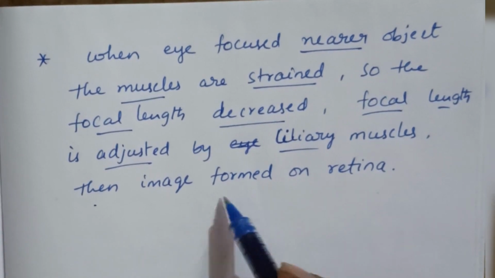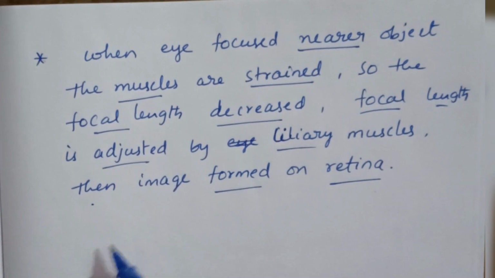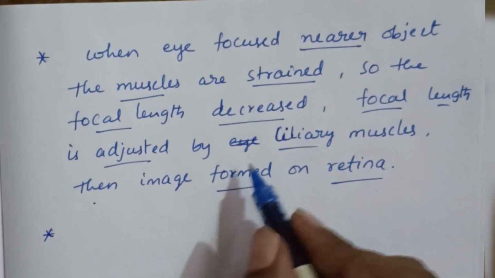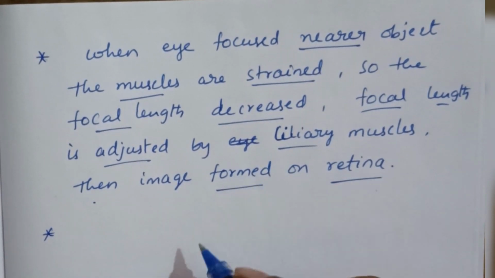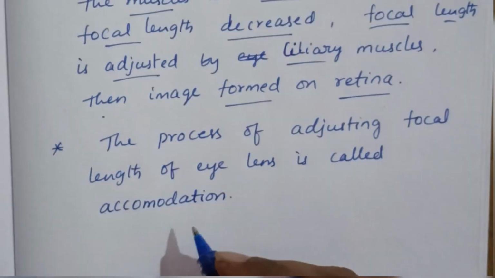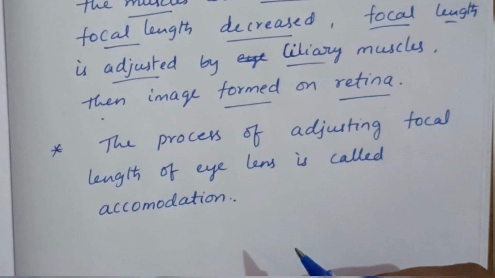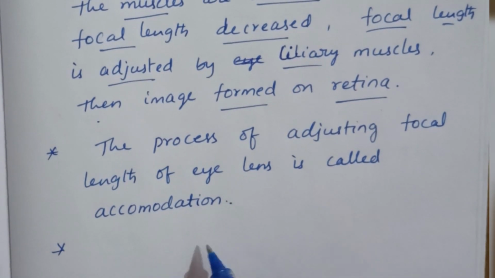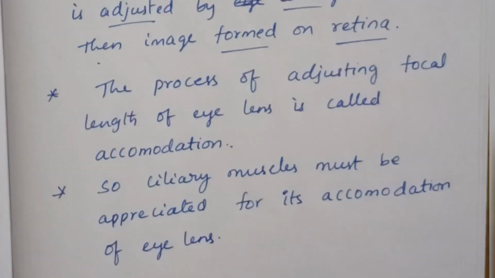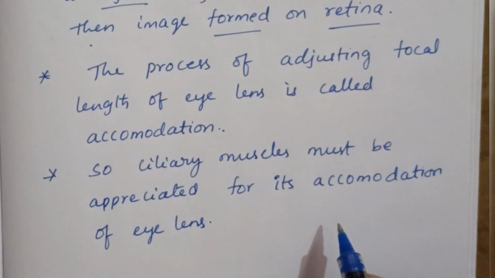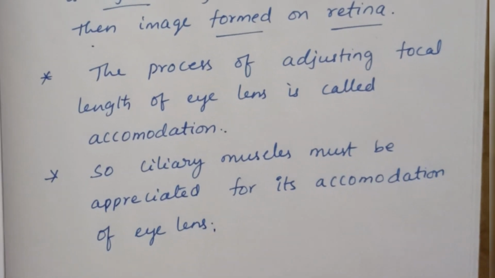Then they will meet on the retina. The image is formed on the retina. The process of adjusting the focal length by changing the radius of curvature is known as accommodation. This process of adjusting the focal length of the eye lens is called accommodation. The ciliary muscles must be appreciated for the accommodation of the eye lens.